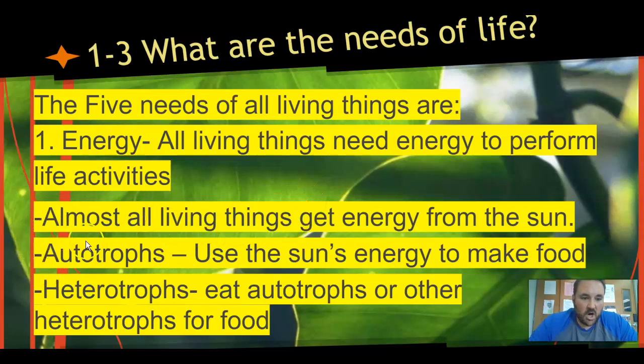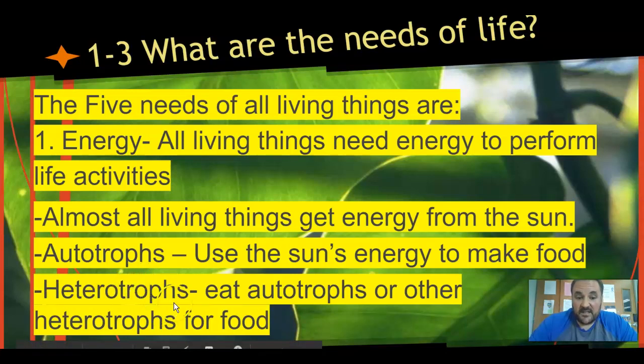Autotrophs. The word auto, like automobile, means self. So an automobile means self-moving, if you ever broke down the word. They use the sun's energy to make food. So your autotrophs are going to be mostly our plants, types of algae, and some types of bacteria in some cases.